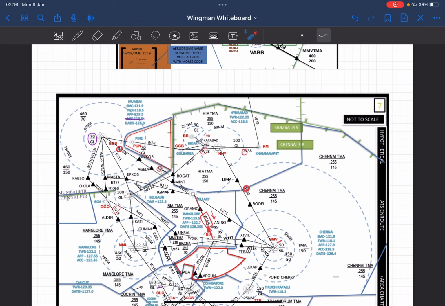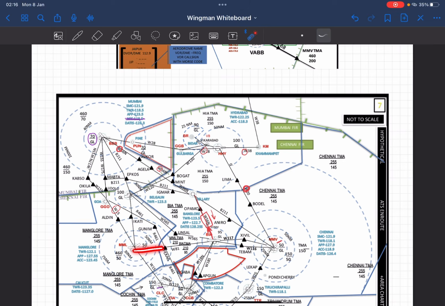Then we can fly from Mike Lima to Pexag all the way to Bravo India Alpha. From Bravo India Alpha, we can take Whiskey 56 north to Opamo. Then we can fly to the NDB, which is in Bellary. From there, we can fly on Whiskey 56 north to Mint. Continue on Whiskey 56 north to Agela via Avacor. Whiskey 56 north all the way till Bravo Bravo Bravo.